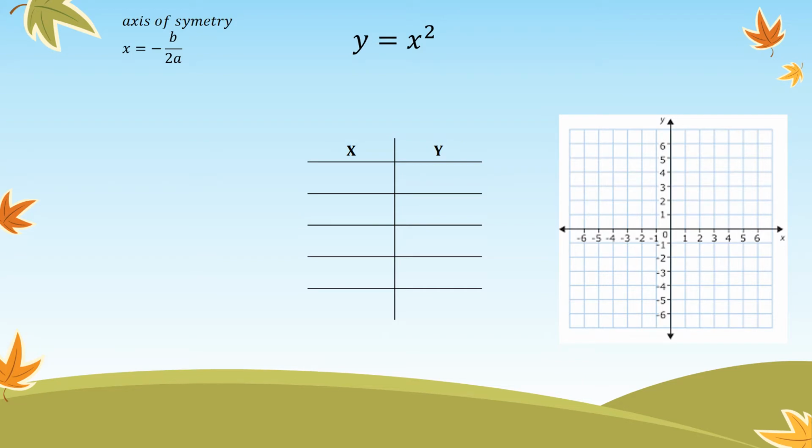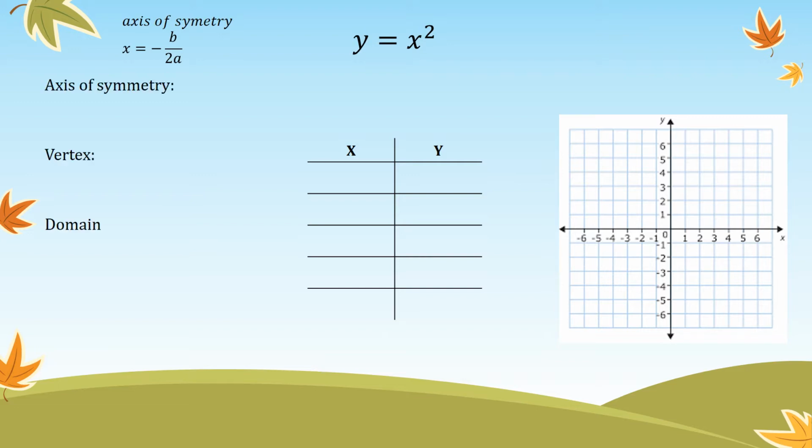So this is in your notes on page 5. If you turn to page 5 in your notes, we're going to work through a few of these. So let's begin by finding the axis of symmetry.